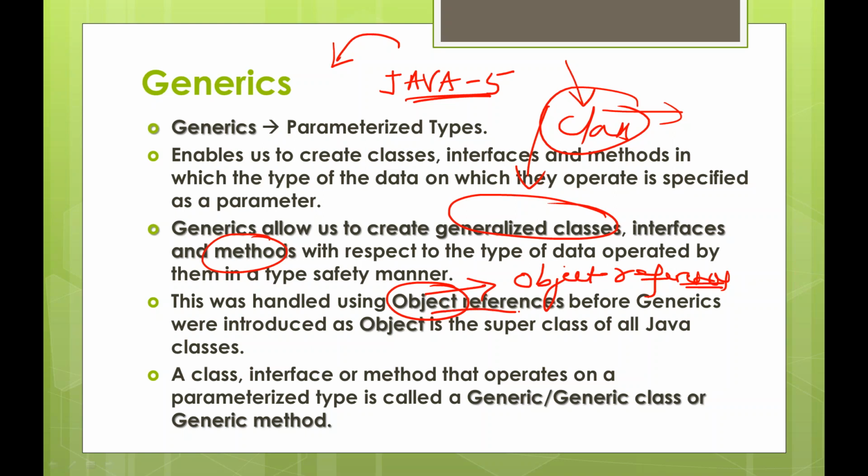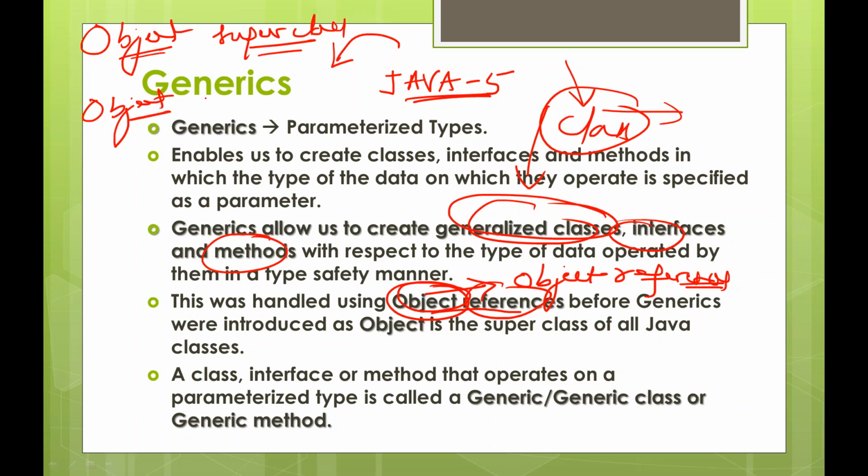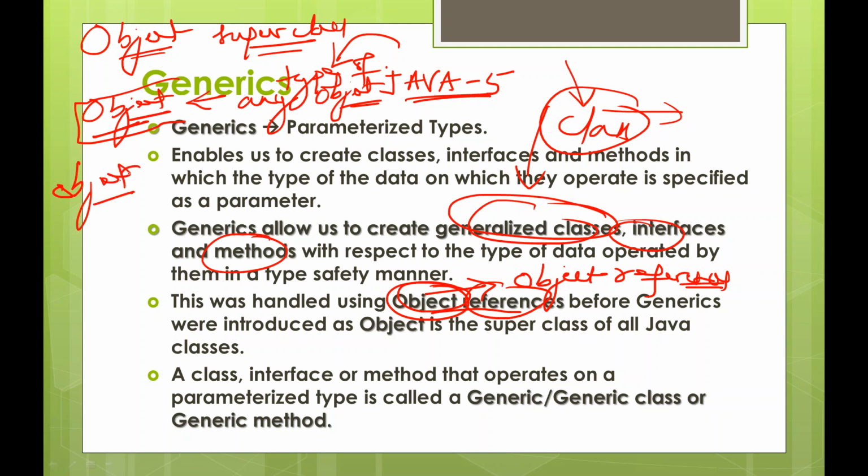So before JDK 5, to create a generalized class or interface or method, we used to use object references. We all know that Object is the superclass of all Java classes. When you define a reference of type Object, it can refer to any object, any type of object. References of type Object can refer to any object types.